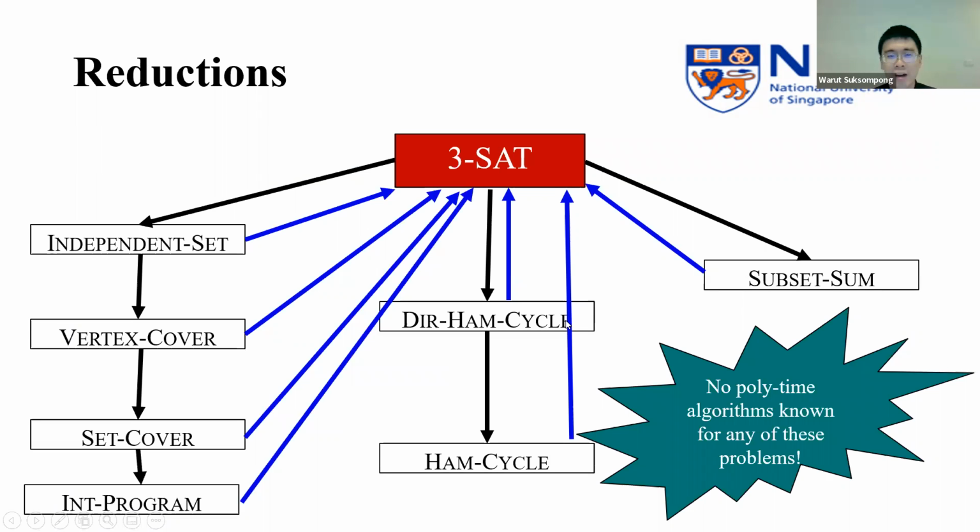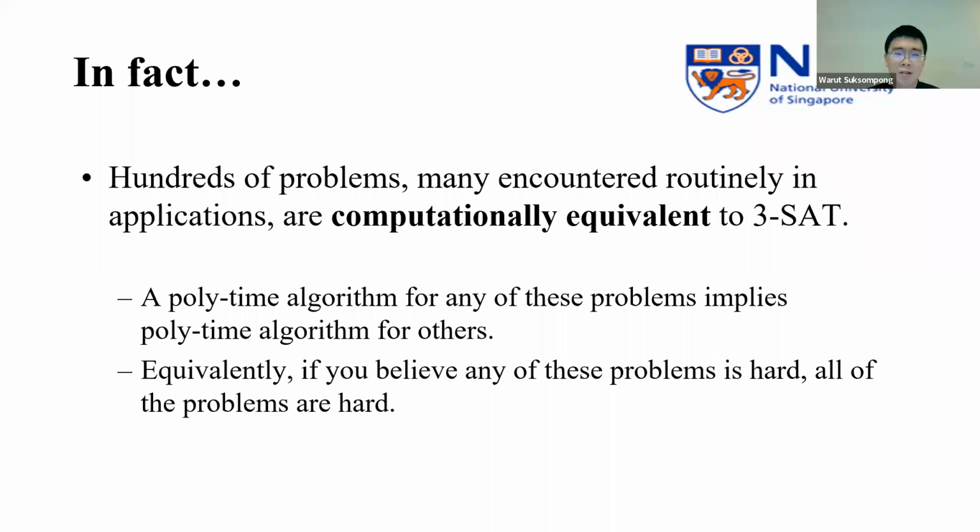In particular, there are also reductions back from these other problems to 3SAT. So it's not just that there's a reduction from 3SAT to all these other problems; there are reductions the other way as well. And there's no polytime algorithm known for any of these problems, not just on this diagram, but also the other hundreds and thousands of problems. Several of them are encountered routinely in applications. So all these problems are computationally equivalent to 3SAT, because of these reductions back and forth.